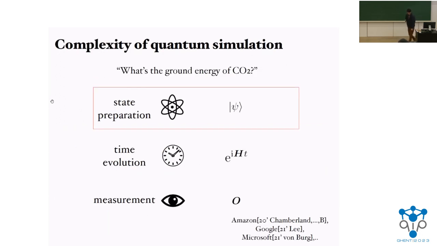As a quick recap, quantum simulation is the task of simulating a quantum system using a quantum computer. An example question you can ask is, say, what's the ground energy of carbon dioxide? And to do that, there are several pretty standard subroutines. You prepare the state, you do time evolution, and then you do measurements. The last two, time evolution and measurements, have arguably been well understood. There are standard approaches to them, and good error bounds. But the state preparation part has been extremely mysterious.